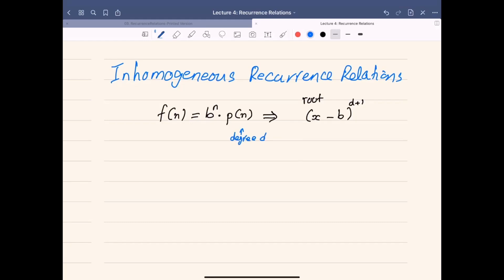So any formula you have on the right hand side, f of n, of the recurrence relation that is in this form, b as a constant raised to power n and multiplied by a polynomial, then the root will be simply (x minus b) raised to a power that depends on the degree of this polynomial. We will go for some examples. So, examples.